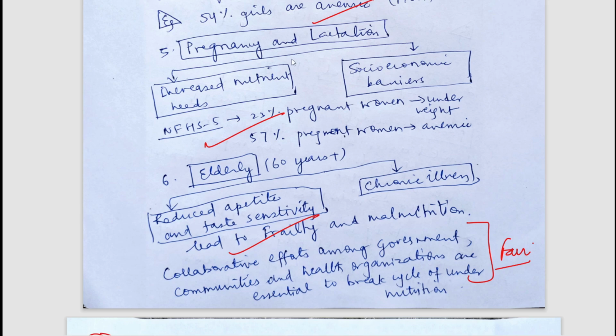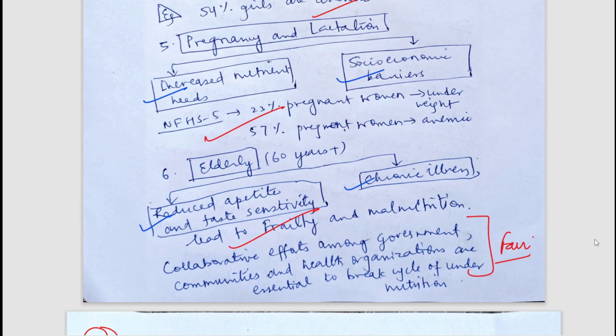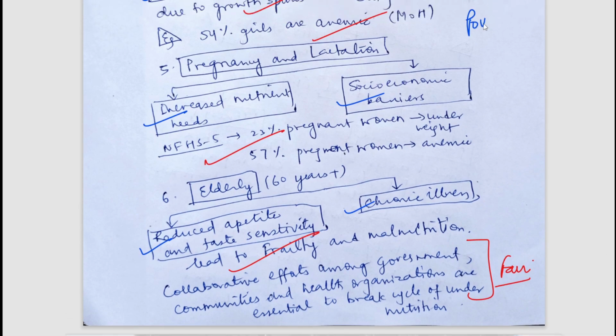For pregnant and lactating women, increased nutritional needs would be there. There are socioeconomic barriers such as poverty, lack of health and availability of food grains. So these are some of the points. For the elderly, there are problems such as reduced appetite and taste sensitivity, chronic illness. So these could be some of the problems which can lead to undernutrition. Although other problems such as poverty, lack of food grains, these points can also be added. They may not have proper economic stability, there could be living in unhygienic conditions. So these can be other problems also.